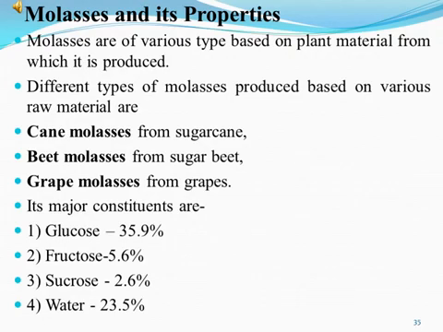Oxidation of propylene, electrolytic process, fermentation process, and the last one is the oxidation of molasses by nitric acid.